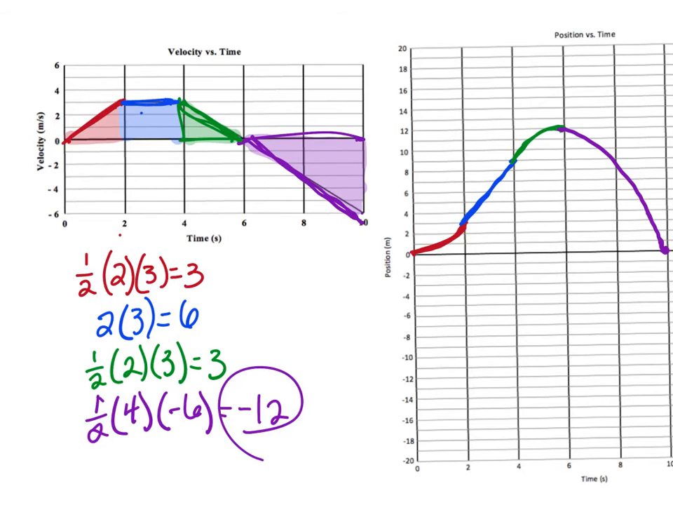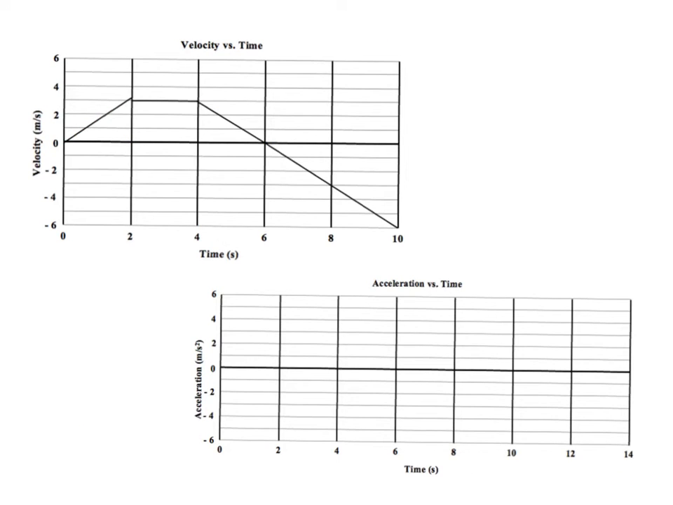All right, moving on to making your acceleration graph from your velocity graph. So this is the same velocity graph. This time, instead of using area, you're using slope. So we're going to go ahead and find the slopes for each of the sections, and you're finding slope every time your line changes direction or changes slope.